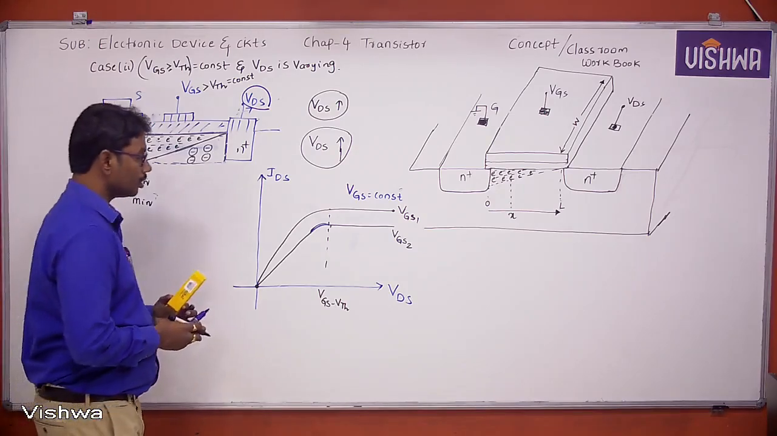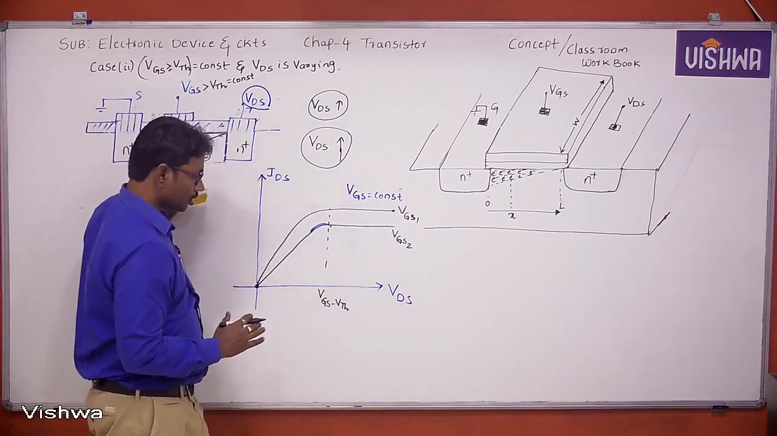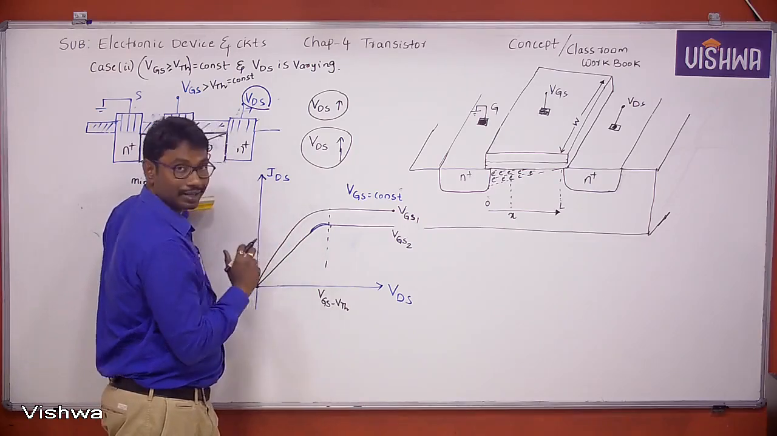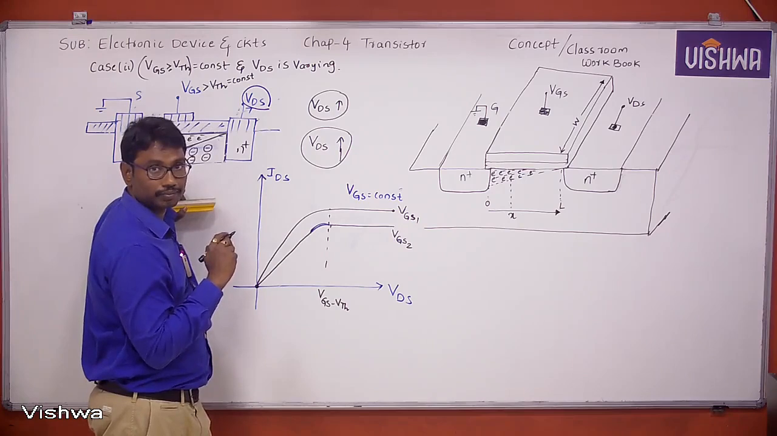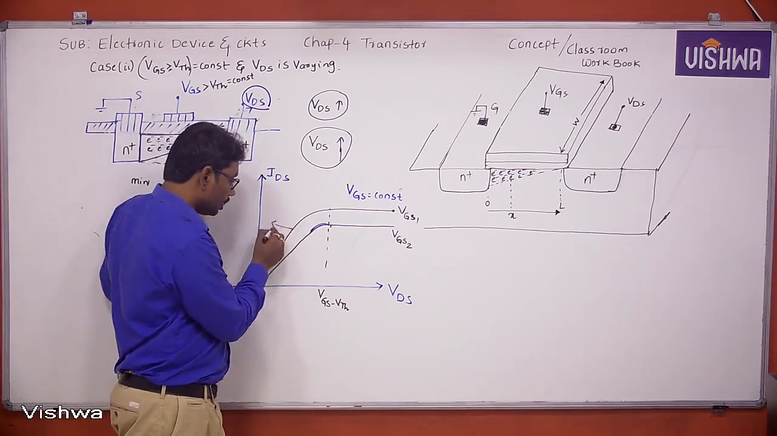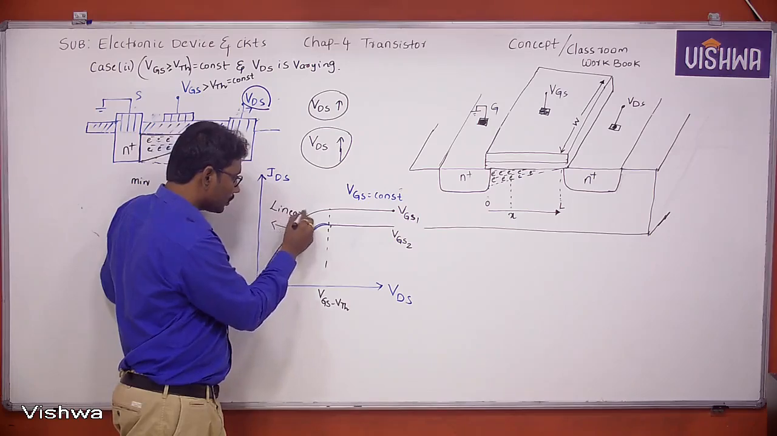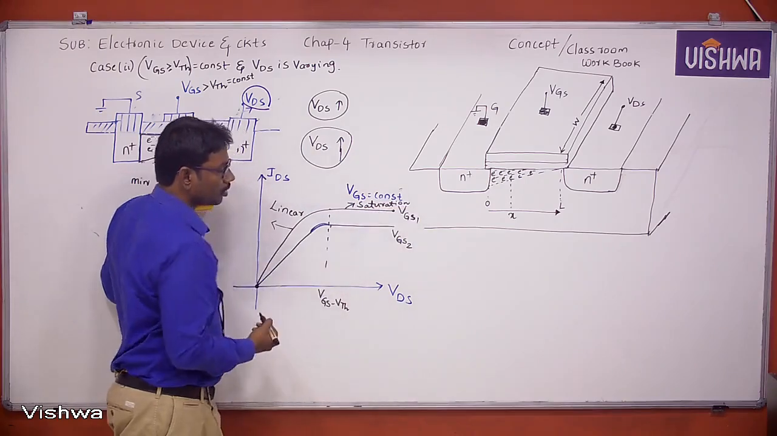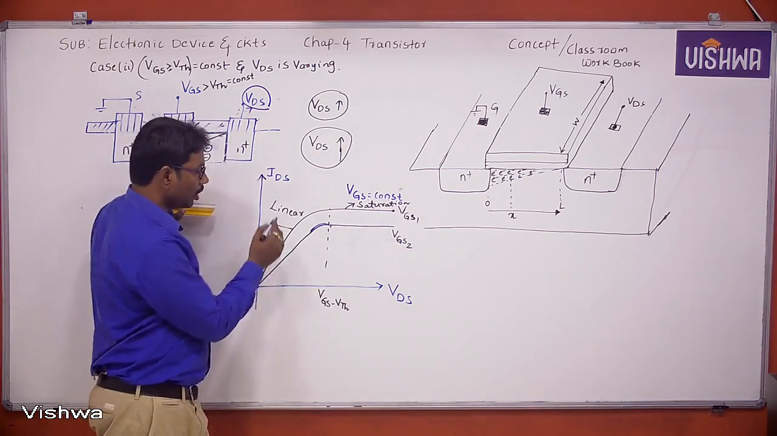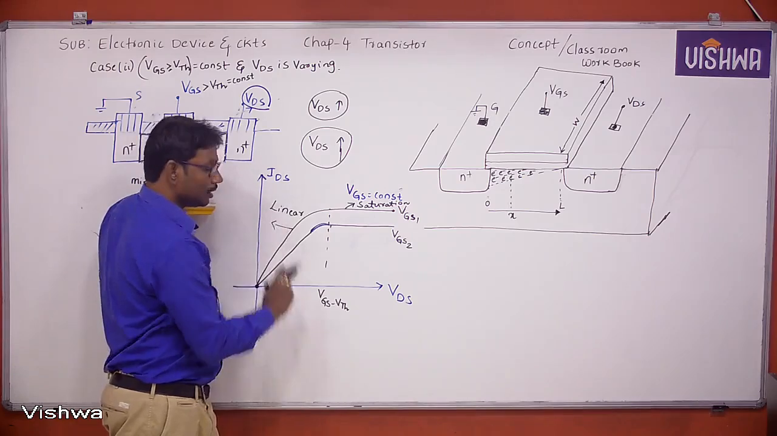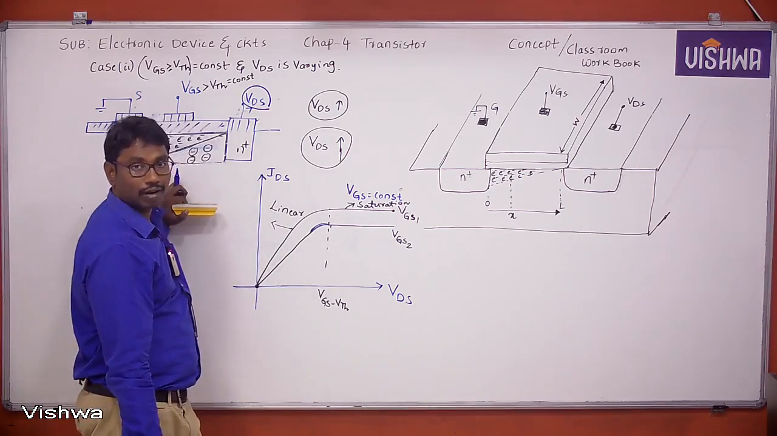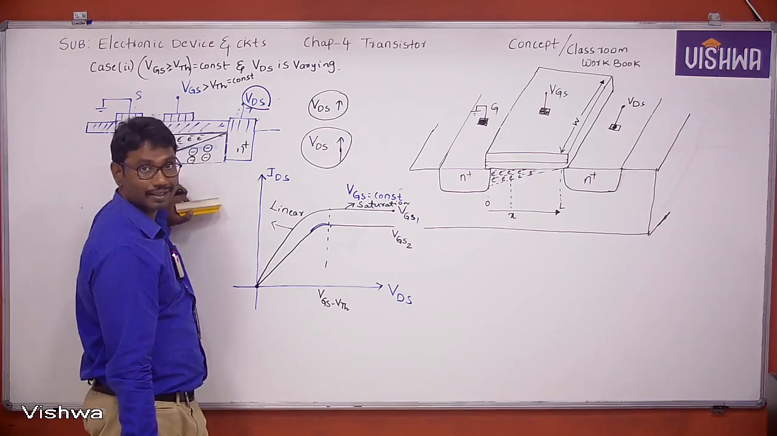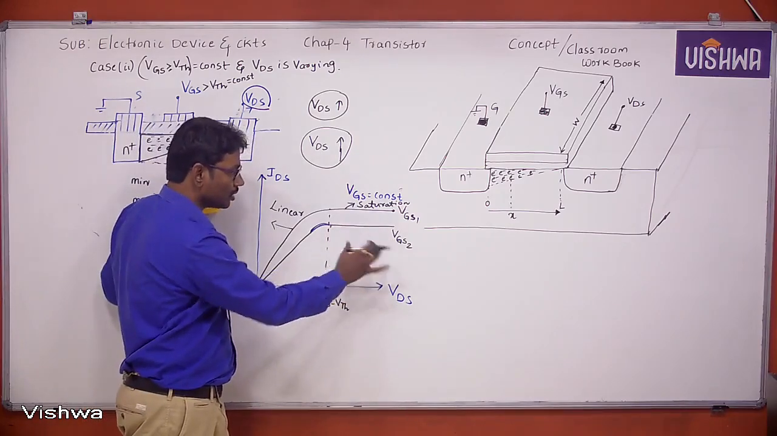Next, based on the output characteristics, my MOSFET is operated in two regions actually. One is the linear region, another one is the saturation region. I think this part will be the linear region and this will be the saturation region. This linear region is also called the triode region or non-saturated region. This is the saturation region, right?